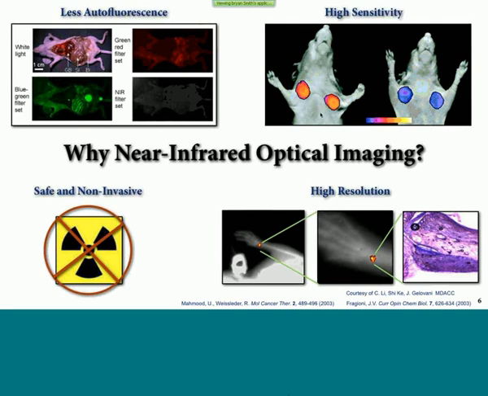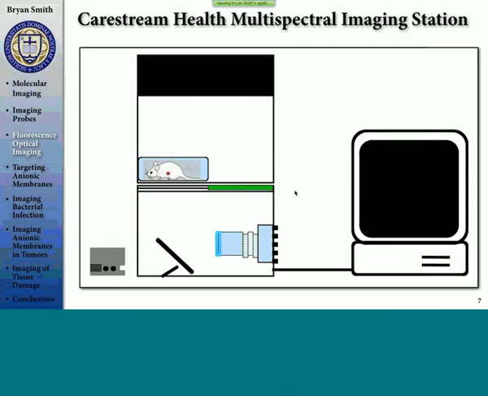Whether you do microscopic or macroscopic fluorescence imaging, you have a wide variety of fluorophores to choose from throughout the light spectrum. Many common ones are coumarin, BODIPY, and Cy3. However, for in vivo imaging, we're going to focus on the near-infrared region, which is between 650 and 1,000 nanometers. These include fluorophores such as Cy5, Cy7, and ICG.